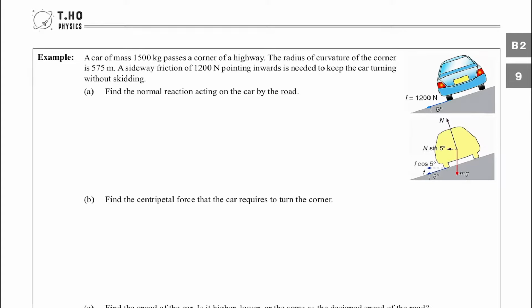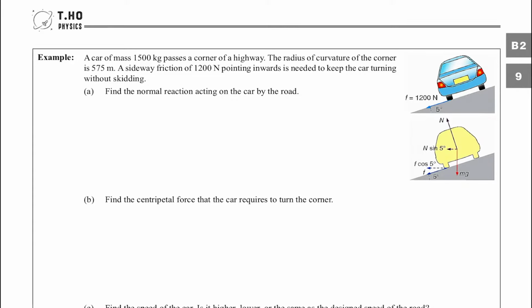Here we come to the example on page 22 with a car turning around a corner on a banked road. In this case, friction is involved. We see that there is 1200 Newton of friction acting inwards towards the center of the road. So, firstly, we would like to find a normal reaction acting on the car by the road.